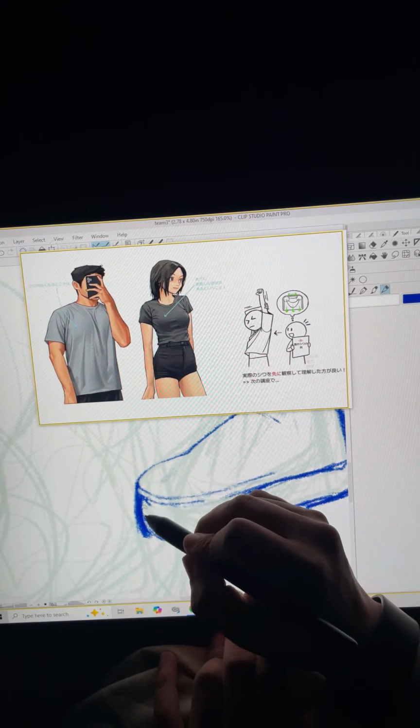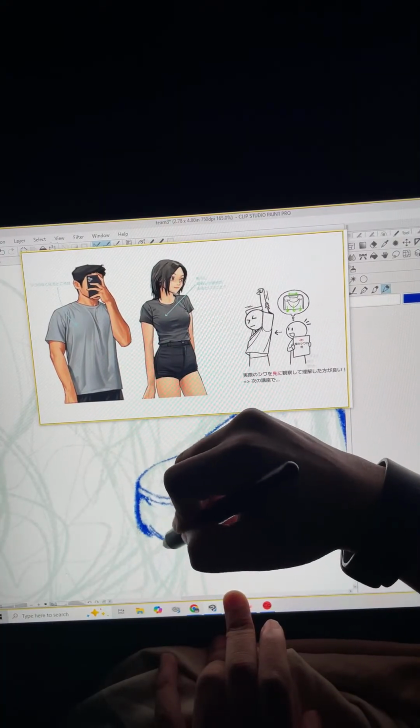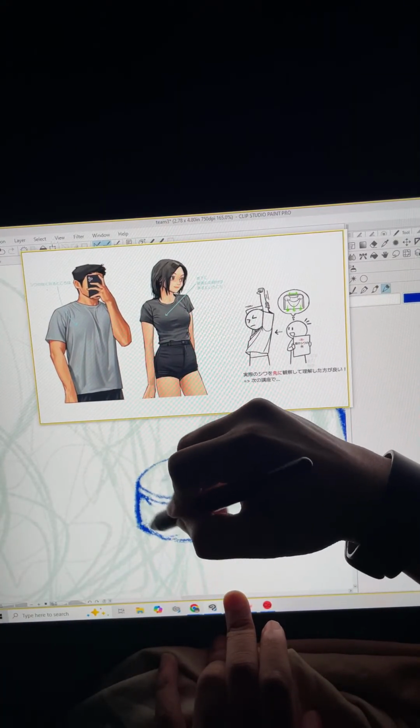For example, the chest area may start to wrinkle from the bottom, but this is an expression of the object that is touching the fabric underneath.